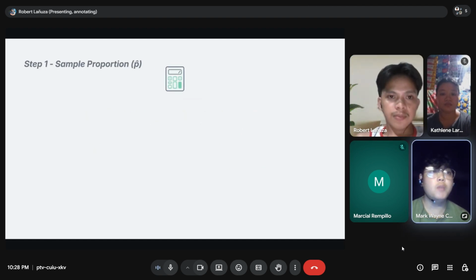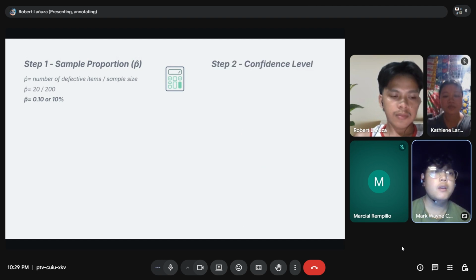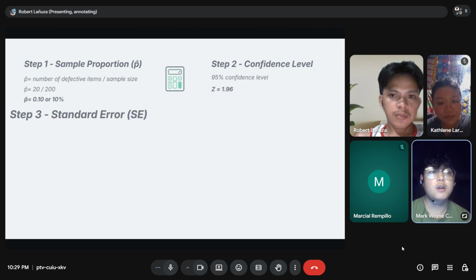Our first step is we will compute the sample proportion, which is equal to the number of defective items divided by sample size. We know that the number of defective items is 20 and the sample size is 200. So 20 divided by 200 is equal to 0.10. So 10% of the sampled items are defective. Our second step is we will choose a confidence level. We'll use a 95% confidence level, which corresponds to a z-value of 1.96.